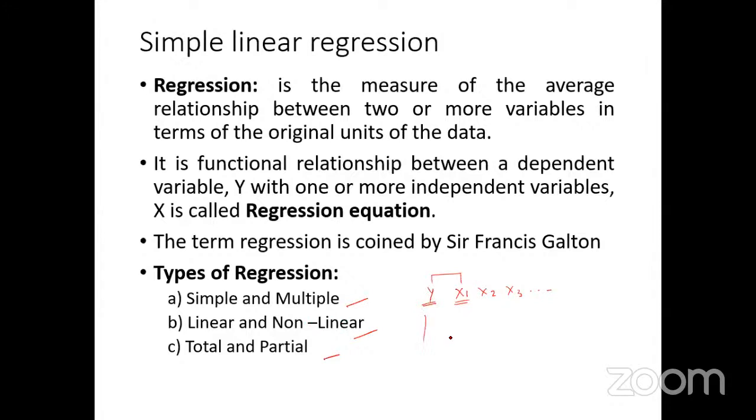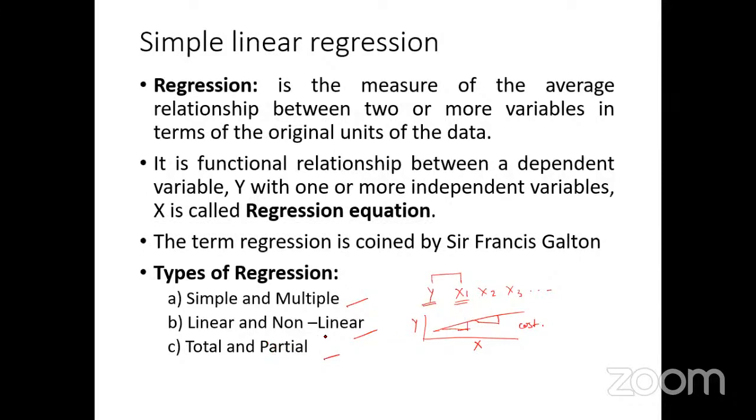If you see the relationship between x, the independent variable, and y, the dependent variable, and the ratio between your dependent and independent variable is a constant, then it is called linear regression. If the ratio is not constant, then it's called non-linear regression.